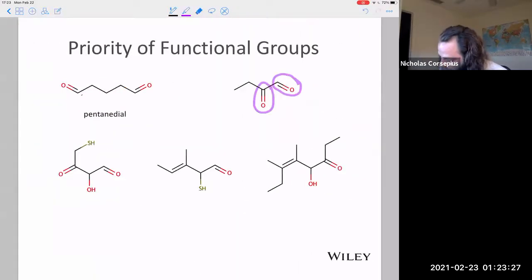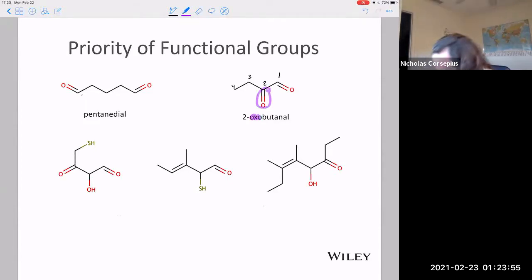Because the aldehyde is the higher priority, that's where I'm going to start numbering. 1, 2, 3, 4. So this would be 2-oxo, and then it's a but- because of the 4 carbons, butanal. Right. So again, this is how we're going to deal with multiple functional groups of different priorities. Here our ketone, just to hammer this home, now becomes an oxo. And this group here, my aldehyde, stays the -al.